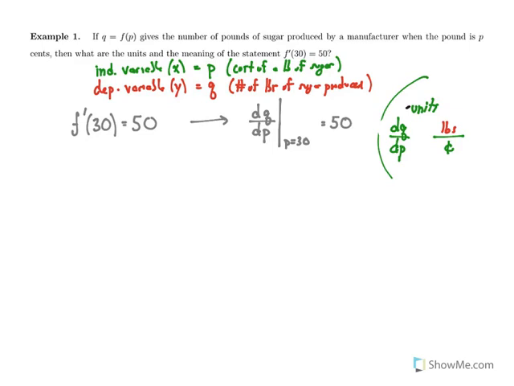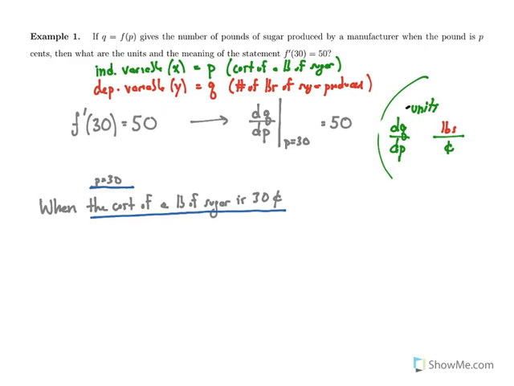All right, so now let's think about what it means in terms of words. So here, the derivative value is 50, and our input is 30. So we're going to say, when we input P equals 30, so when the cost of a pound of sugar is 30 cents. So again, that is just saying P equals 30.